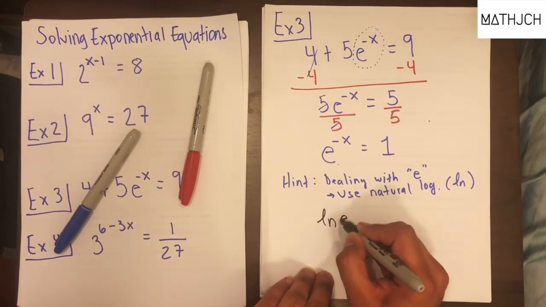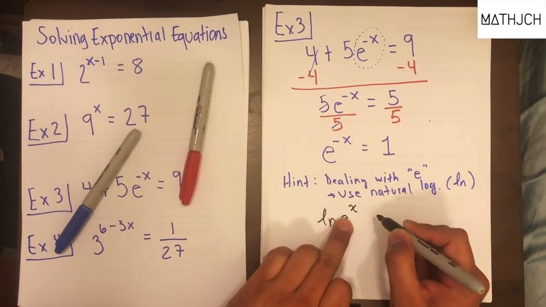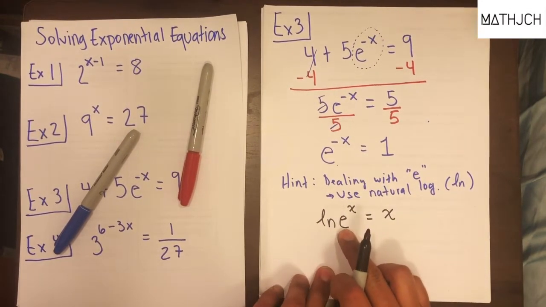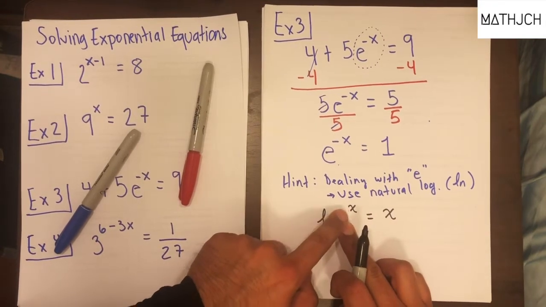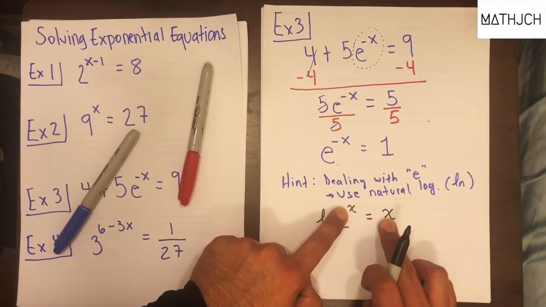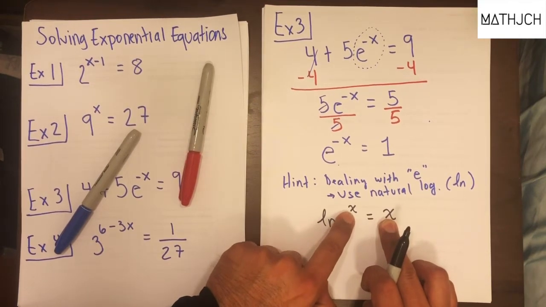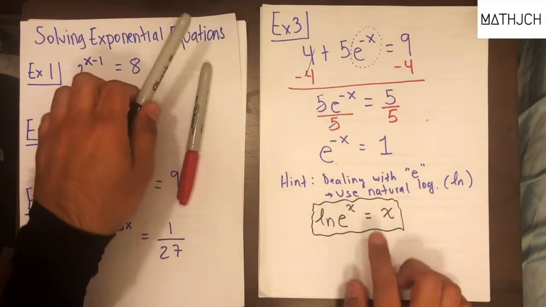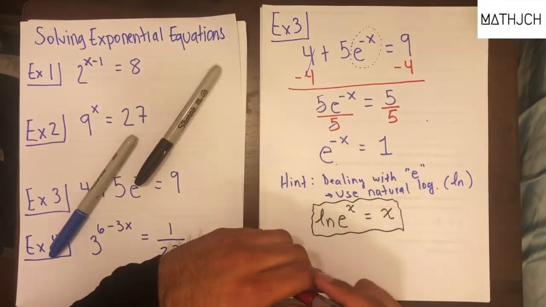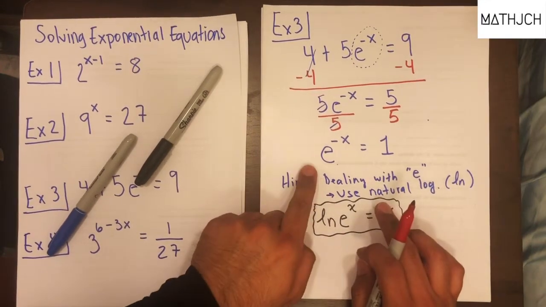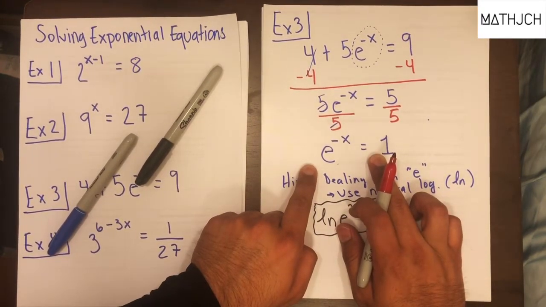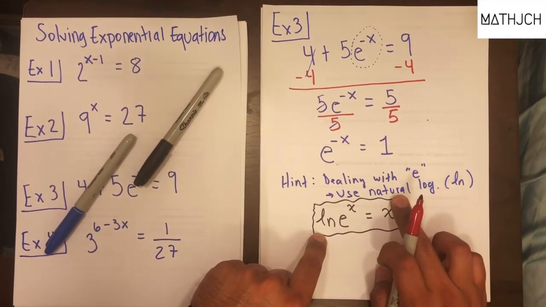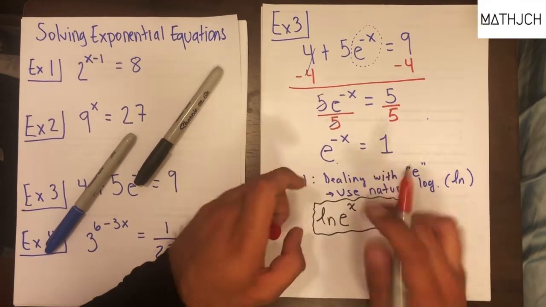ln of E to the power of some number x, we are just left with x. That means that ln and E somehow cancel, and we are just left with whatever the exponent of E is. In this case, if it's x, we are just left with x, okay? So we are going to use that principle. That means that we have to apply ln to both sides, okay? So we're going to introduce the ln, which is the natural logarithm, into both sides.